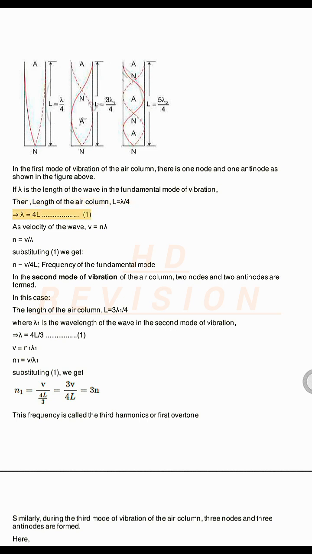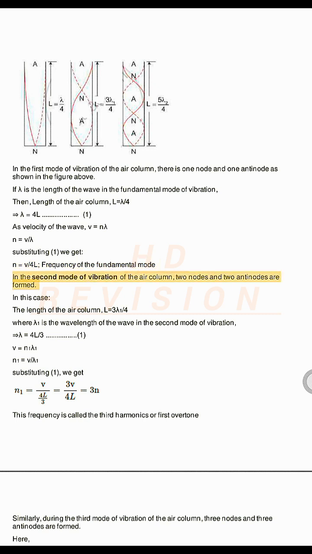⇒ λ = 4L ... (1). As the velocity of the wave, v = nλ, so n = v/λ. Substituting (1), we get n = v/4L, the frequency of the fundamental mode.